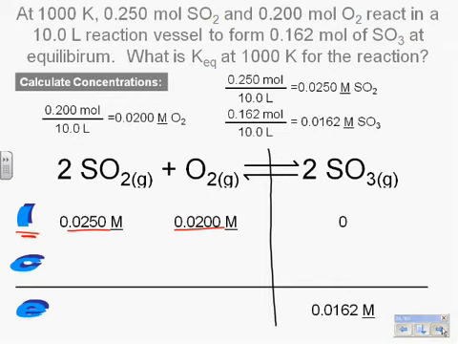So now we've got all of our information plugged in here, and it allows us to see the way to proceed forward. The C in an ice table stands for change. So if we started off at 0 sulfur trioxide and ended with this much, we must have gone up 0.0162 molar.